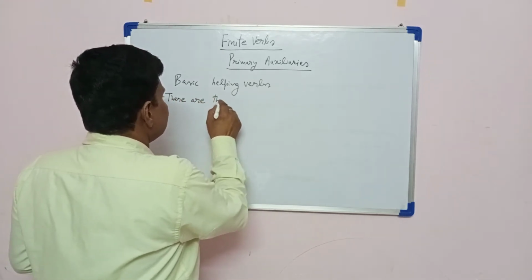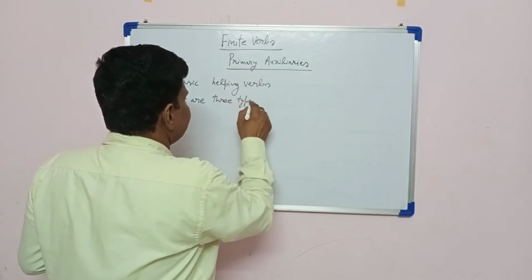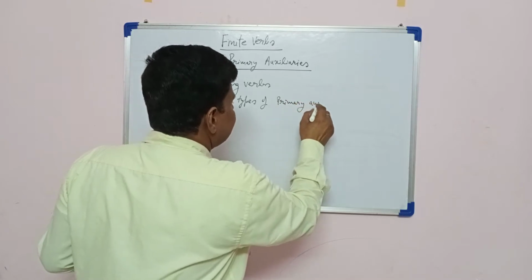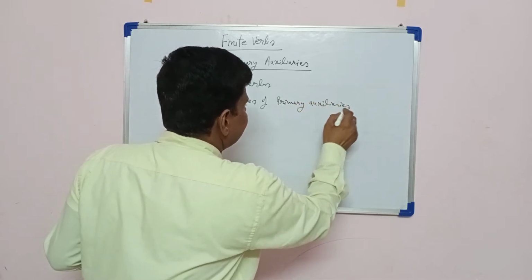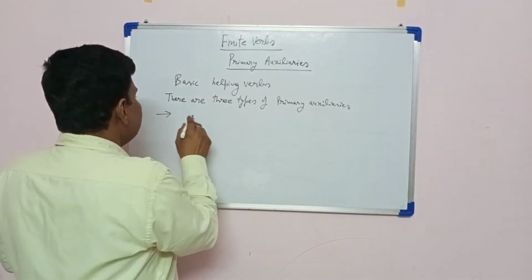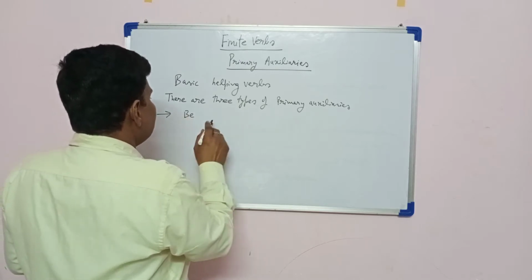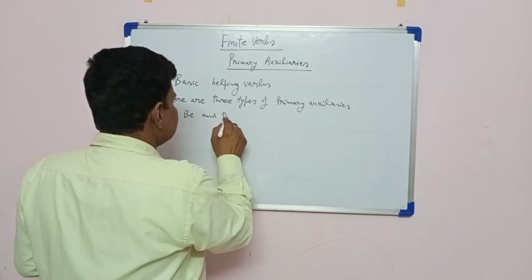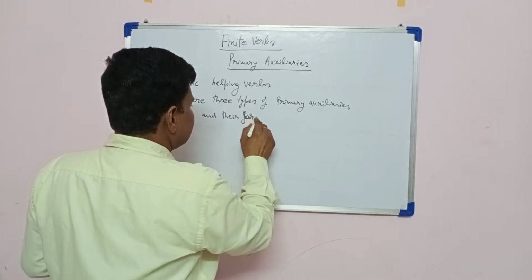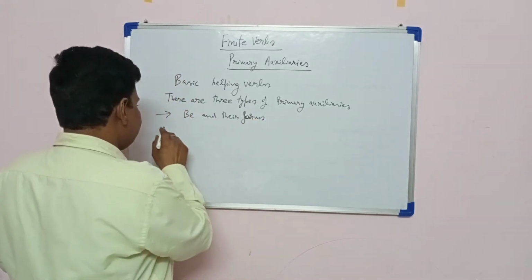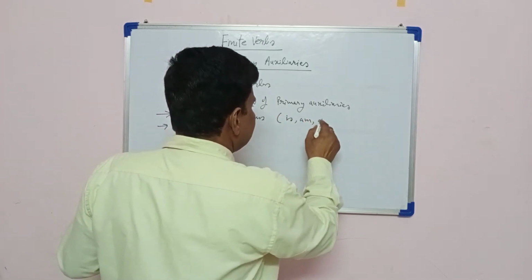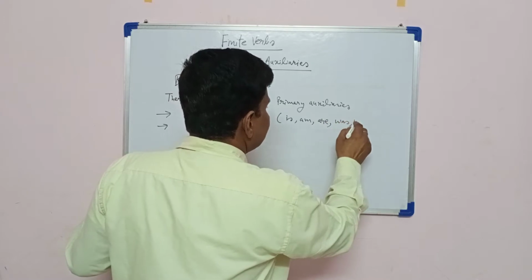There are three types of primary auxiliaries. What are these three types? Number one, be and its forms. What are these? Is, am, are, was, were.